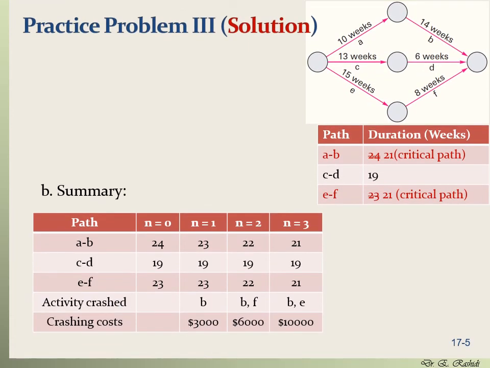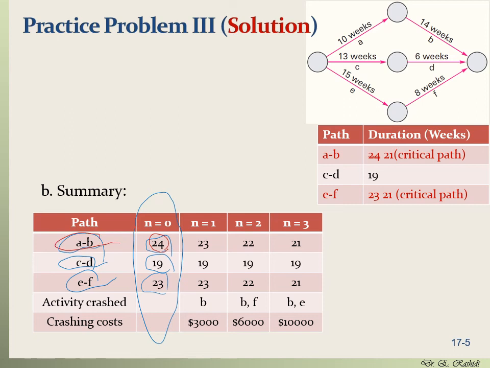Here is a summary of the crashing process that we did. For path AB, we crashed it by 3 weeks, and the length of it from 24 by default became 21 weeks. And we crashed path EF for 2 weeks, and the length of it from 23 by default became 21 weeks. And in the table below, you can see a summary of the process. By default, at the beginning, the length of path AB was 24, the length of path CD was 19, and the length of path EF was 23. So the critical path was path AB.